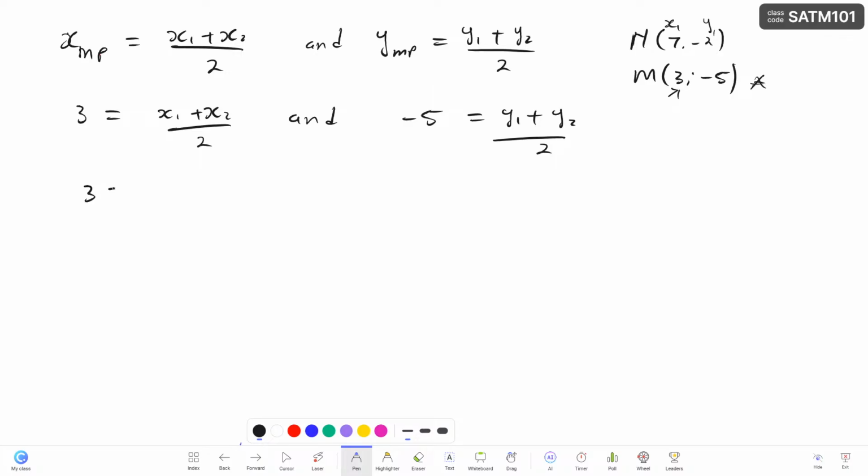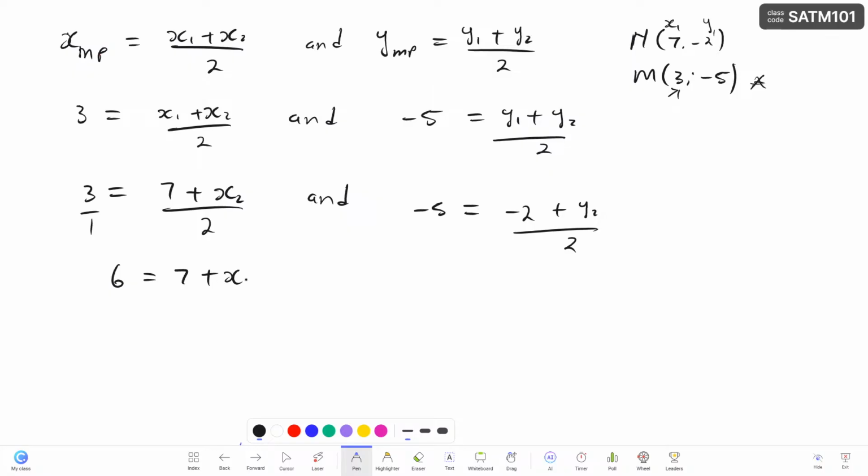So it's going to be 3 equals 7 plus x2 divided by 2. And this side is going to be negative 5 equals negative 2 plus y2 divided by 2. Cross multiplication is going to give us 6 equals 7 plus x2. Taking 7 to the other side, we find our x2 to be 6 minus 7, which equals negative 1.